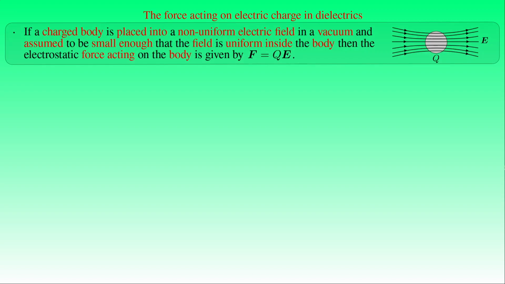Now we will give a quantitative description of the result of this experiment in several consecutive steps. First, we note that if a homogeneous charged body is placed into the non-uniform electric field E in a vacuum and the body is assumed to be small enough that the electric field is uniform inside the body, then the force F acting on the charged body is given by the charge Q of the body times the electric field strength E at the position of the body.